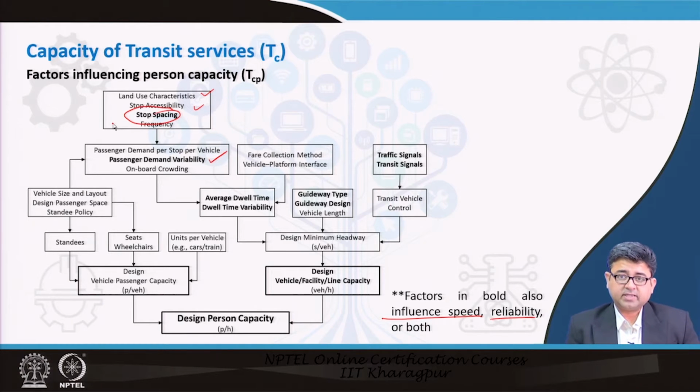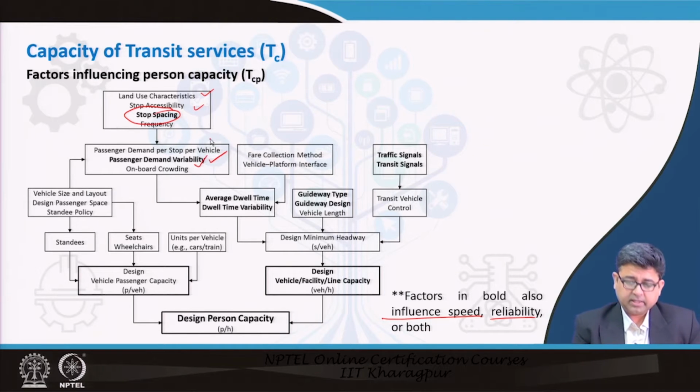For example, stop spacing. If the stops are too closely spaced with each other, that means there may be a possibility of more people accessing the system, and hence the person capacity of the public transportation system may be increasing. Whereas, if the stops are spaced too far from each other, then maybe people will not be willing to walk up to the stop or take an auto rickshaw to the stop. They may be just willing to use their private vehicle and not use public transportation at all. So, stop spacing plays an important role.